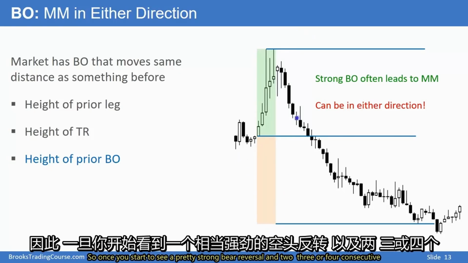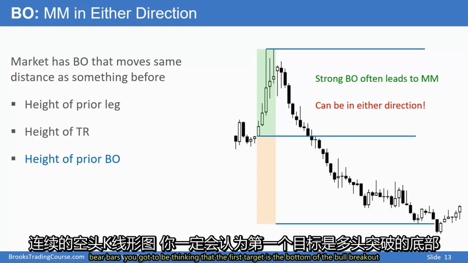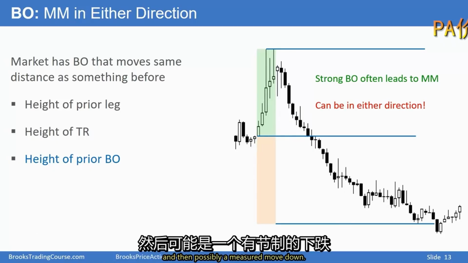move down. So once you start to see a pretty strong bear reversal and 2, 3, or 4 consecutive bear bars, you got to be thinking that the first target is the bottom of the bull breakout, and then possibly a measured move down.